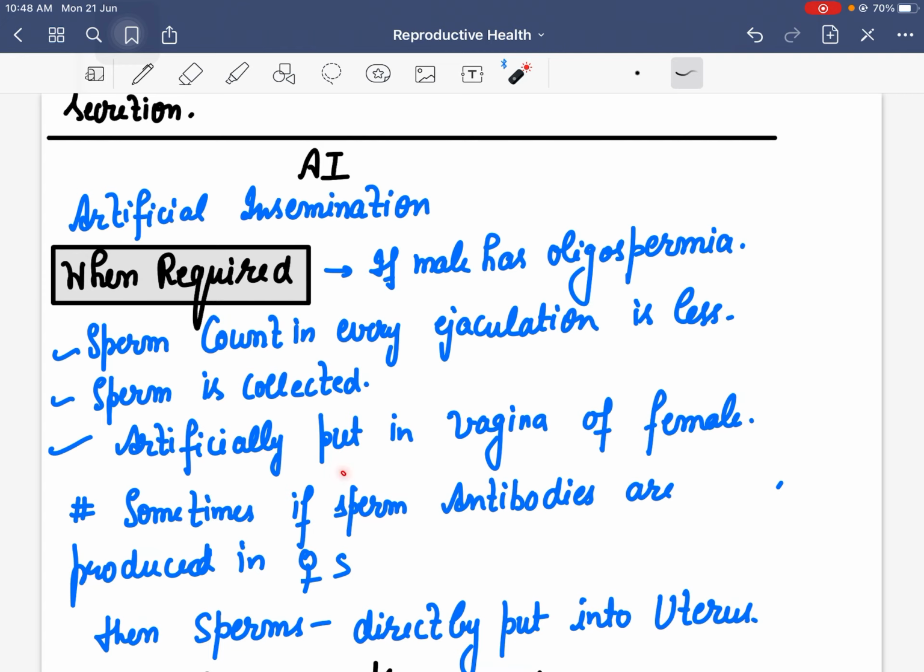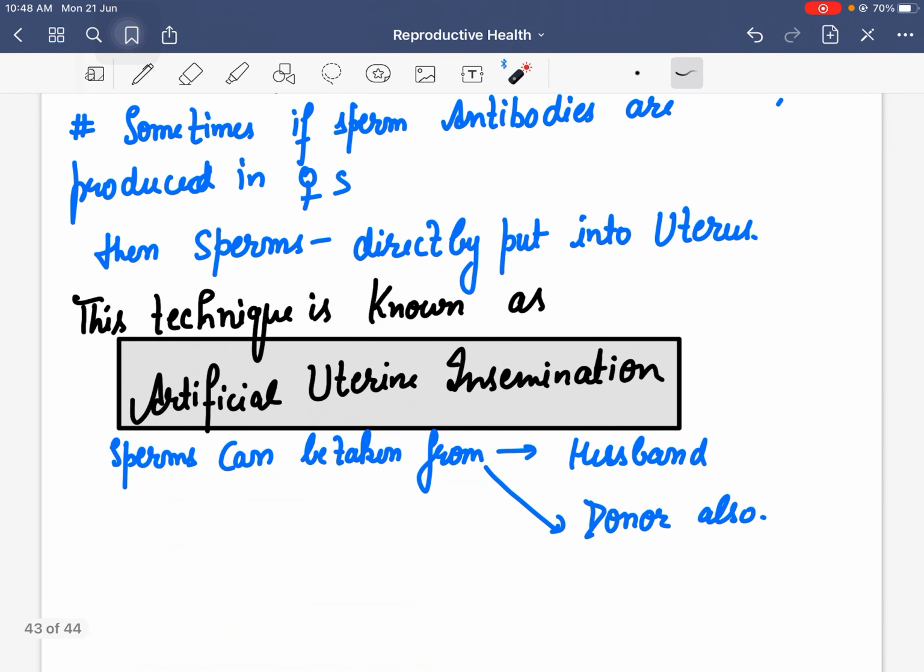But sometimes the mother's vagina is secreting sperm antibodies. Then doctors do not put it into the vagina, they directly put it into the fallopian tube or uterus. If they directly put it into the uterus, sometimes this is known as artificial uterine insemination, right. Usually they prefer to put it into the fallopian tube, but this technique is also used for proper fertilization and implantation. Sperms can definitely be from the husband, but if the husband's sperm count is below the very minimum number, then sometimes sperms are taken from a donor also, with the couple's consent.